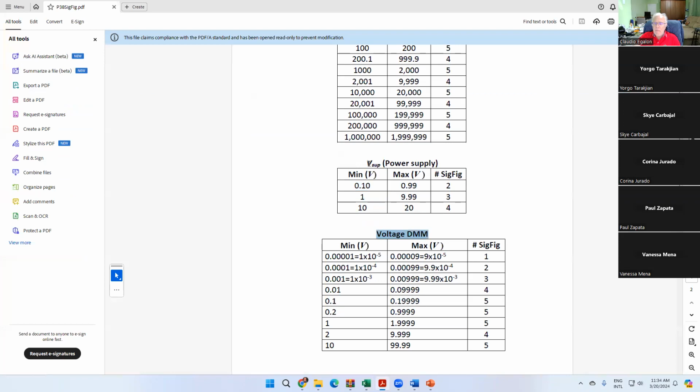Voltage DMM, voltage of the power supply. Those are two different instruments. That's why they end up having different numbers of significant figures, right?